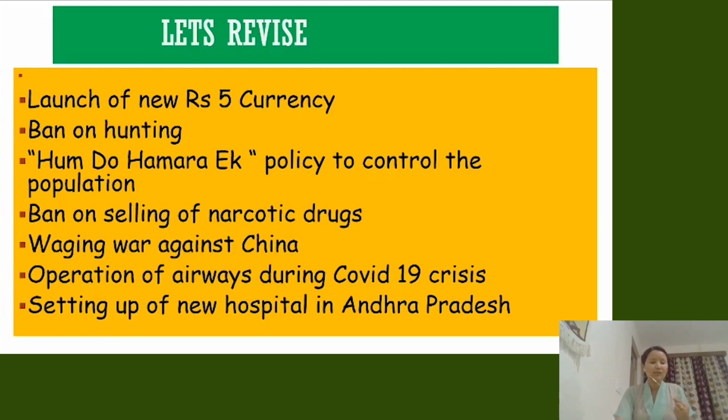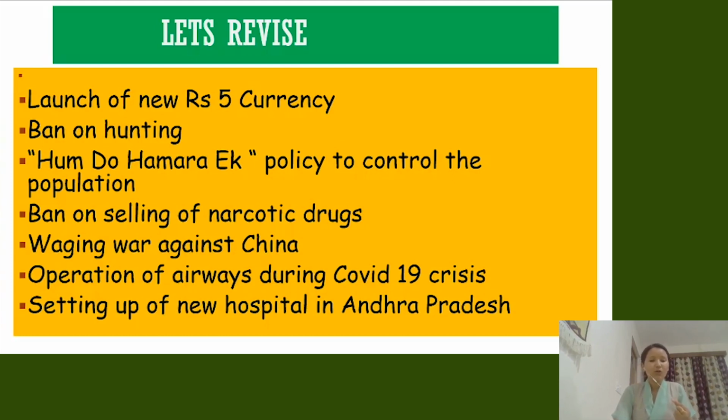And the next one is waging war against China, that is, fighting a war against China. Which government has the power to take decisions regarding this? When we talk about war or peace, this subject comes under the union list, which means whether we should fight a war against China or not, these decisions can be taken only by the central government.